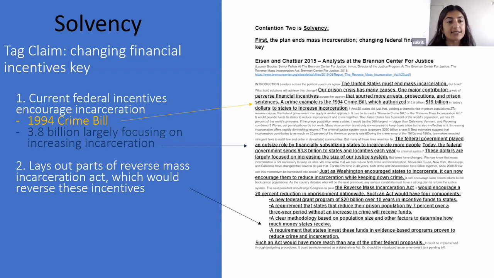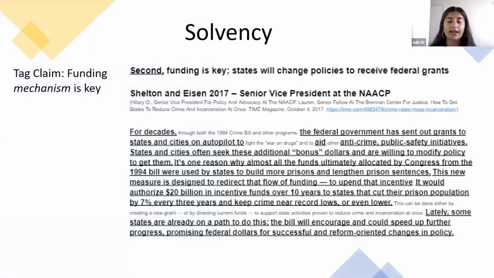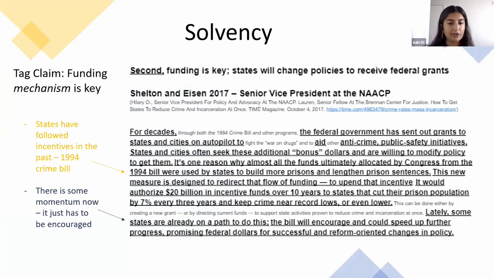And it says that this strategy works because, jumping back to the first bullet point, it cites the 1994 crime bill, and it says that right now 3.8 billion is largely focused on increasing incarceration. So their logic is to just reverse that incentive. And you can see in the next card as well, again, it talks about the funding mechanism and why that's the most important part. And it uses the example of the 1994 crime bill again.